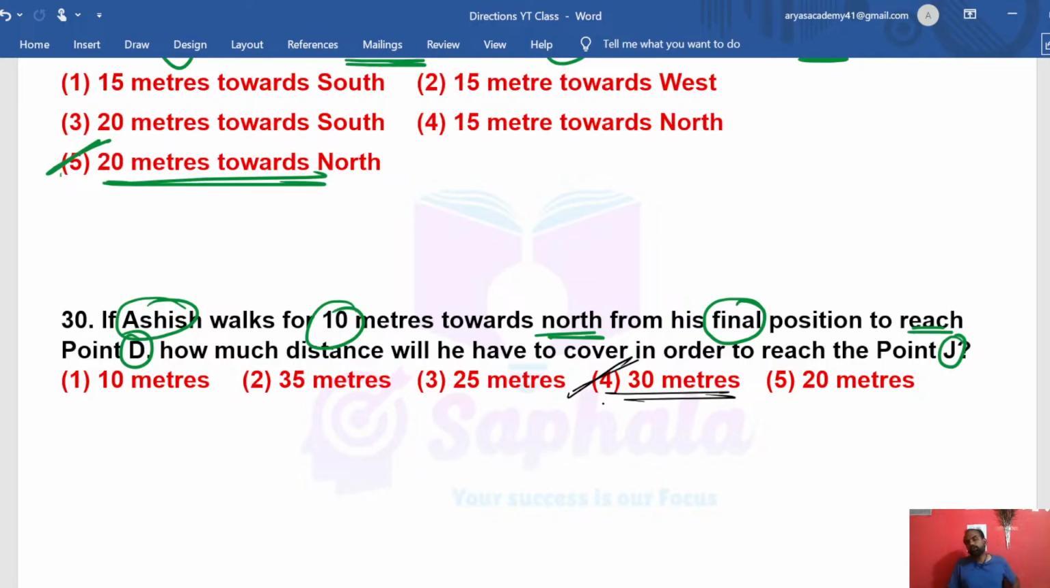He has to move for 30 meters from point D to reach point J. Yes, very good. So have you understood?